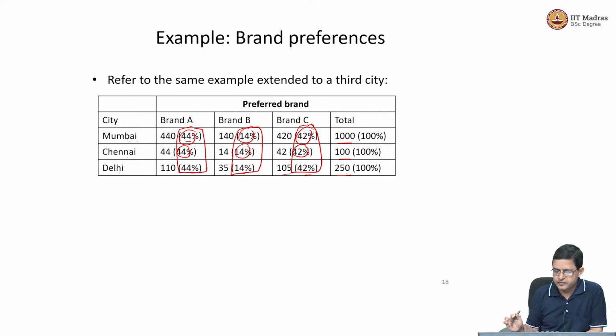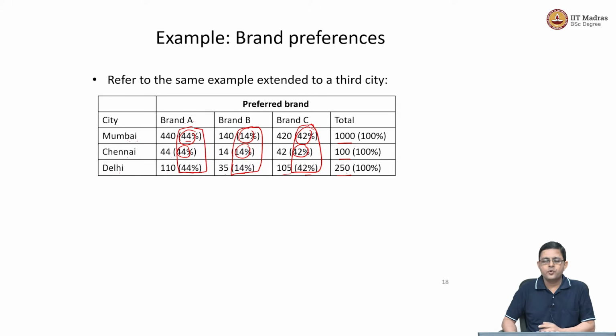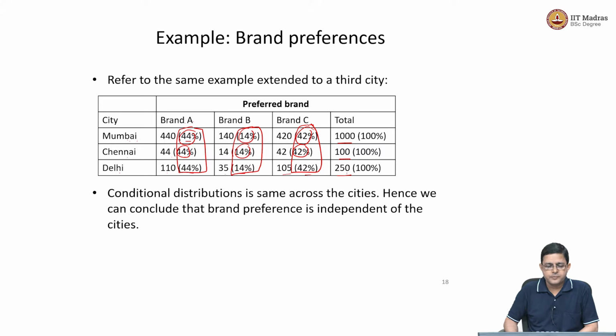So in such a case, we can say that the two categorical variables are independent. We can conclude that brand preference does not seem to be dependent on cities. You go to any city, approximately 44% of people prefer brand A, approximately 42% prefer brand C, and brand B gets the least preference out of these three brands, irrespective of the city that you pick.